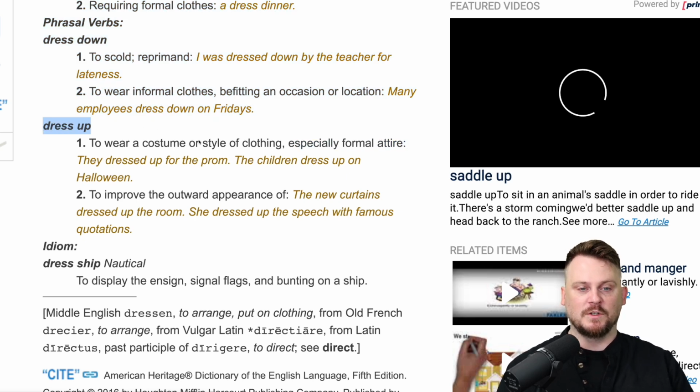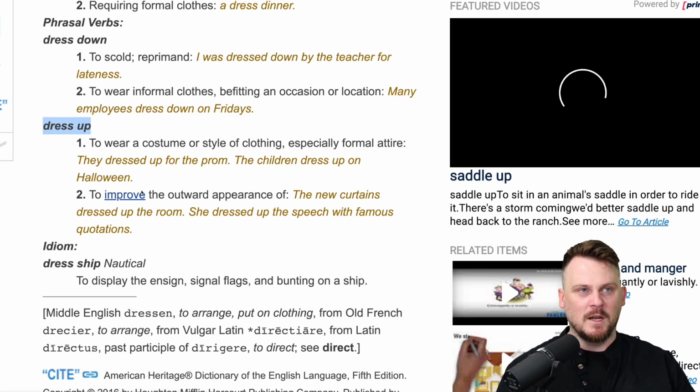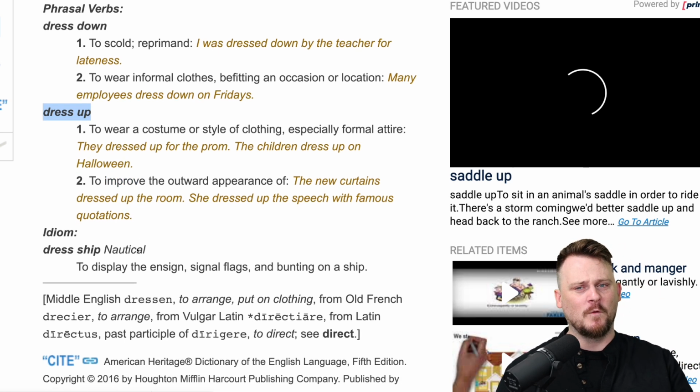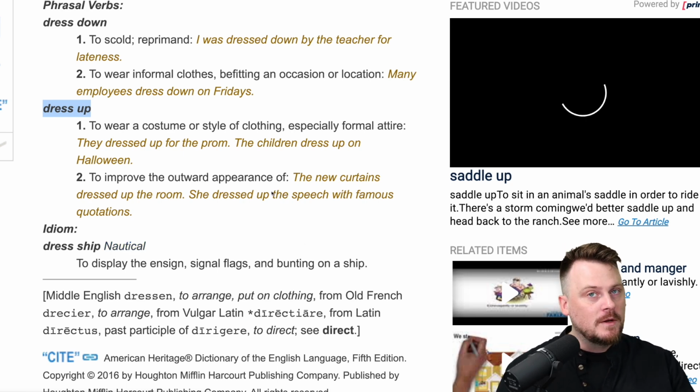To wear a costume or style of clothing, especially formal attire. They dressed up for the prom. The children dress up on Halloween. So that one I would say especially formal, but not only, because to dress up on Halloween, well, that's not formal, is it? When you see a kid wearing a Darth Vader costume, or a kid wearing a sheet over his head with 2 eyes cut out, you don't say, ooh, that kid is so formal, right? He's just a kid wearing a costume. So dress up is not just formal. Dress up is also to put on special clothes for some reason.